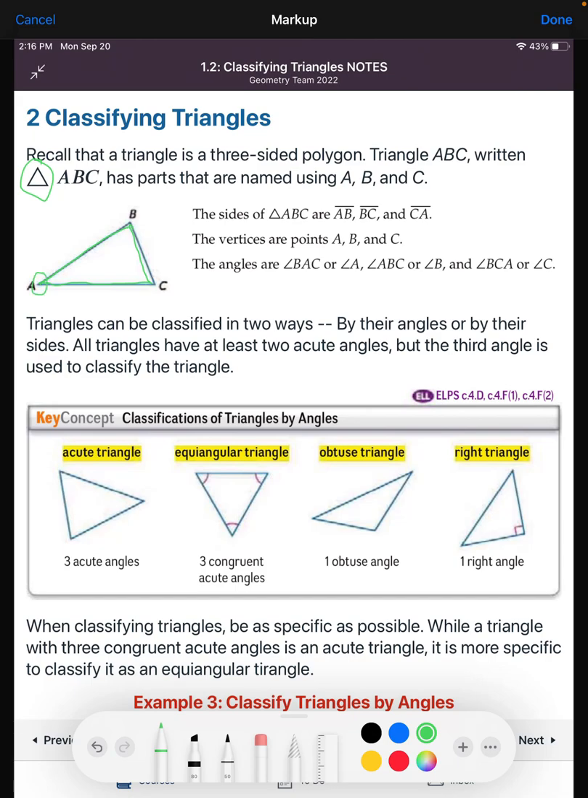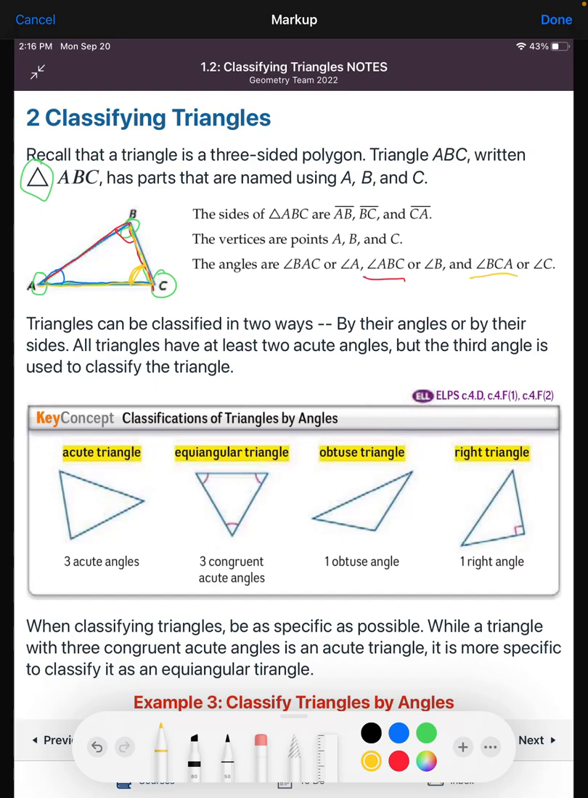So the endpoints here are A, B, and C, and our angles are formed, so BAC is formed. You can kind of draw from one point to the other. When we go from B to A to C, we form angle BAC. When we go from A to B to C, angle ABC is this one. And when we go from B to C to A, it forms this angle here.